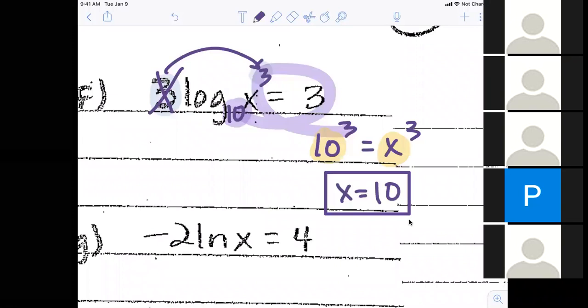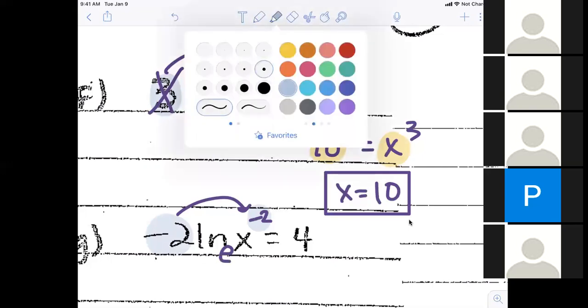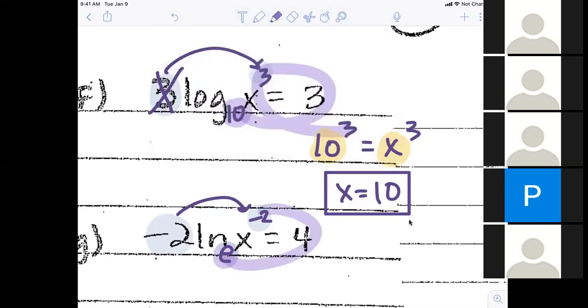Any questions so far? All right, let's keep rolling. The next one has an exponent, it looks like, as well, but this time its exponent's a -2. Oh, what's that going to do to it? Color coordinate. A -2. It's log base e, because ln's log base e. e to the 4th equals x to the -2nd.